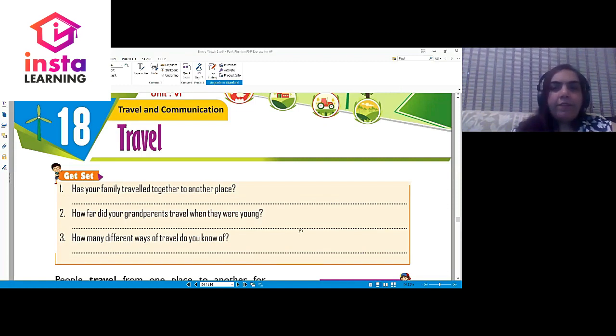Children, has your family ever traveled together to another place? How far did your grandparents travel when they were young? How many different ways of travel do you know of? These are the topics that we will explore in this chapter: the story of transport, different means of transport, different kinds of workers associated with railway stations.